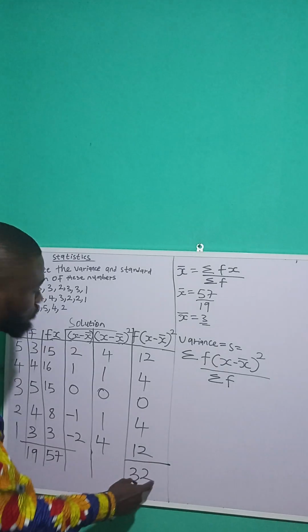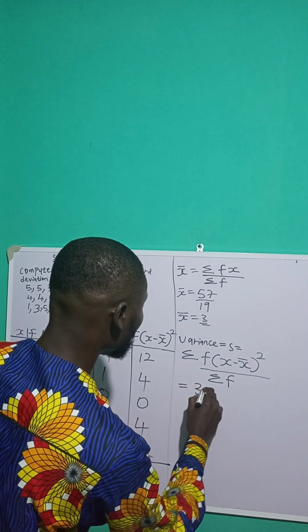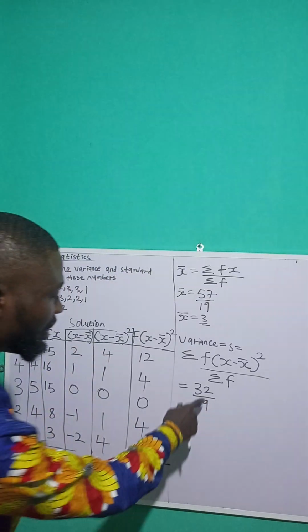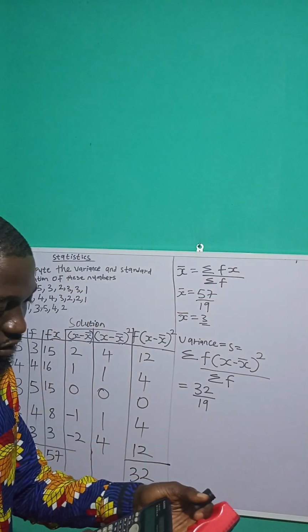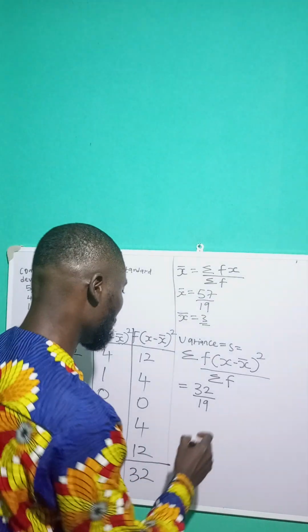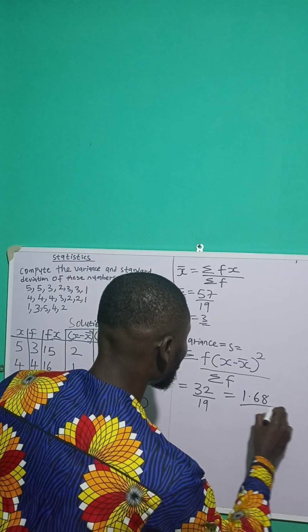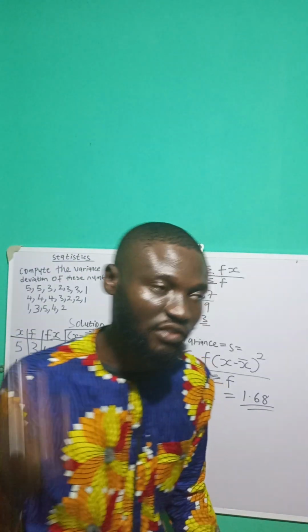Total of this is 32, and total of this is 19. That will give us 32 divided by 19. And when we divide 32 by 19, it will give us 1.68. So this is our variance. 1.68 is our variance. Now let's get the standard deviation.